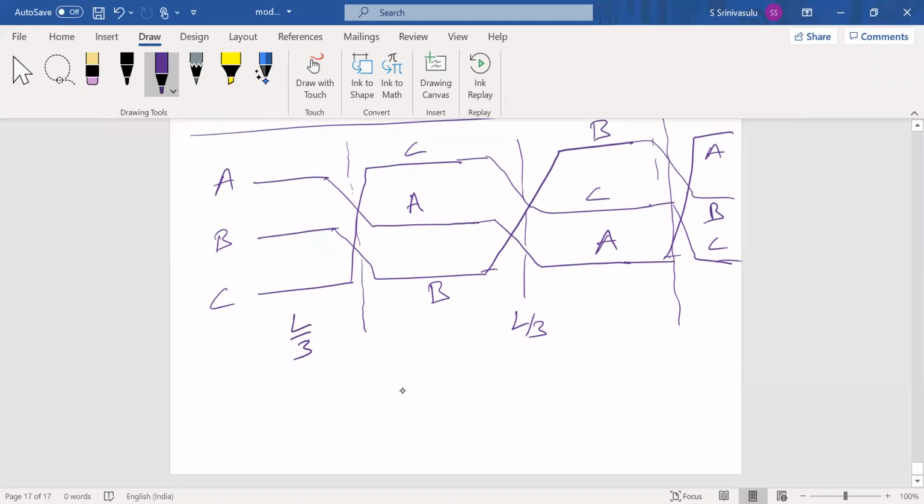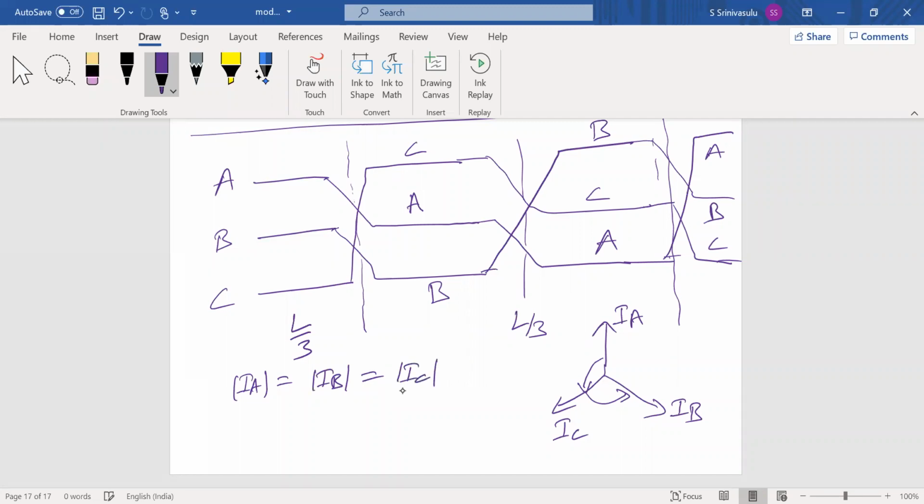Assume this is a three-phase system. The conductor currents are IA, IB, and IC. If we take this as the reference, I can write IB in the anti-clockwise direction. When the system is balanced, the magnitudes of IA, IB, and IC are equal. I can repeat, the system is balanced initially.